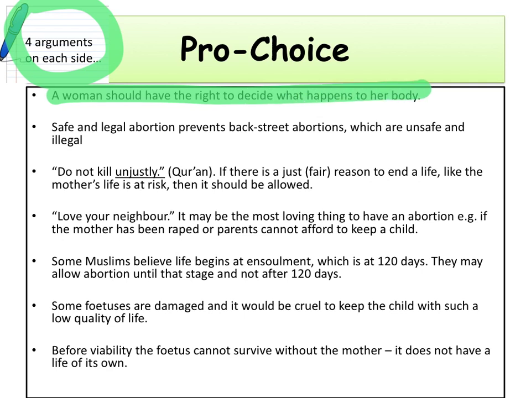Pregnancy can have a huge effect on a woman both physically and mentally, and it's not fair to force someone to go through that experience.